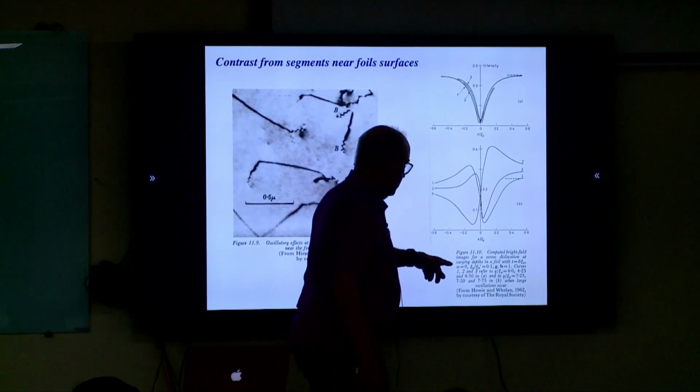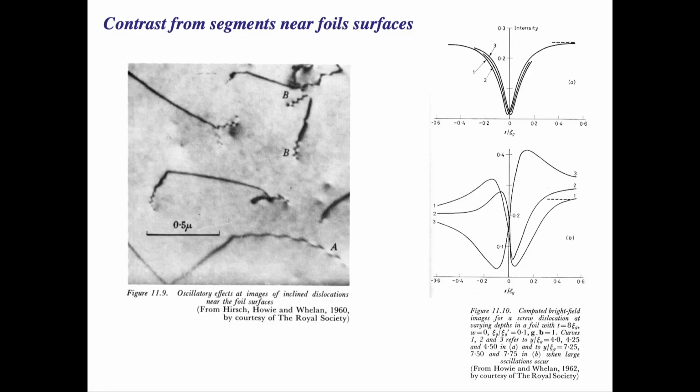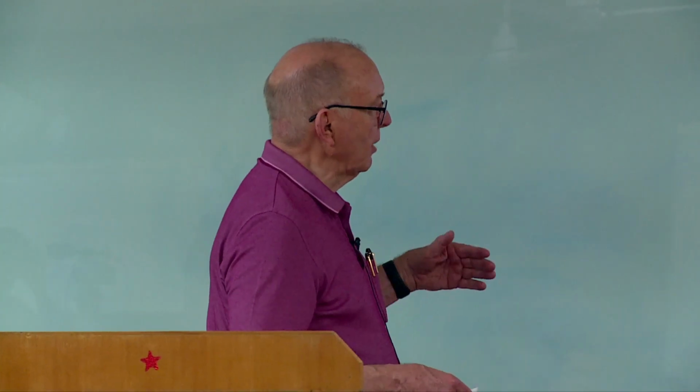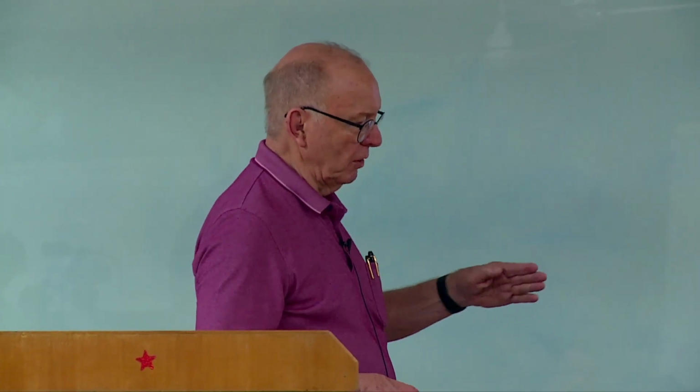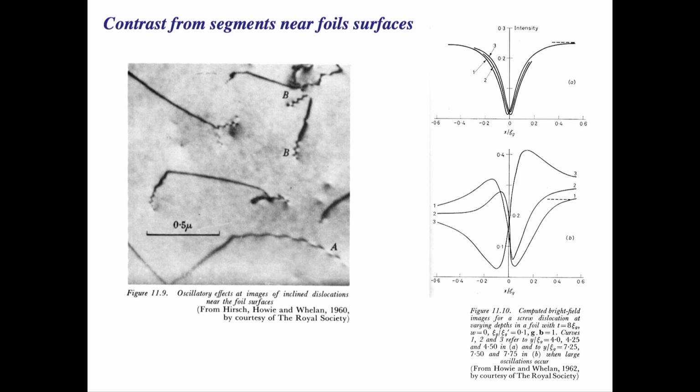So one, if I get back and read this properly. Yeah, 1, 2, and 3 refer to different positions, right? Y over sigma g, with respect to the foil surface. And so, again, all that's really happening is our dislocation is in the middle of the foil, it's heading towards the surface, and then it abruptly gets caught up with the image force and scoots up towards the surface, and then we get this oscillatory effect.